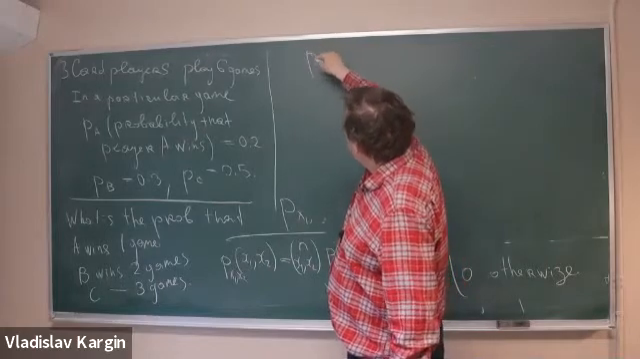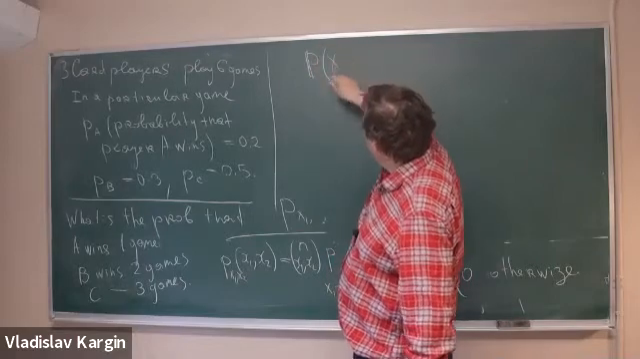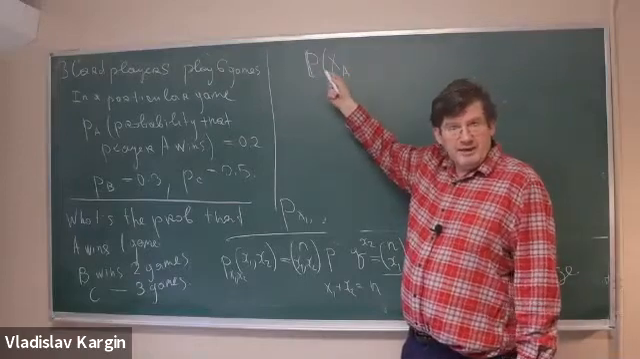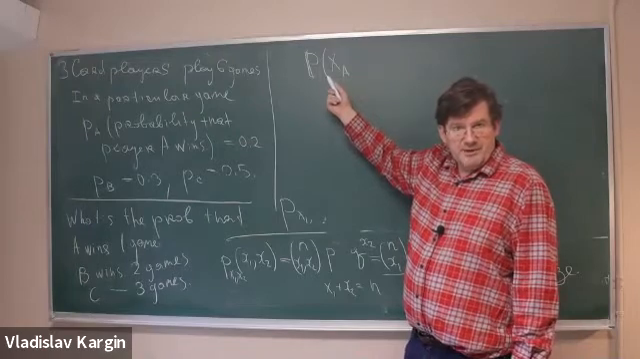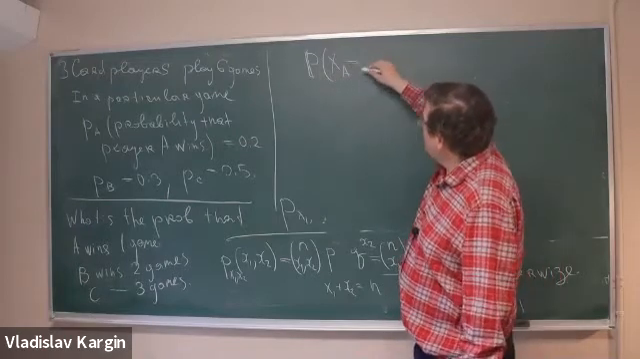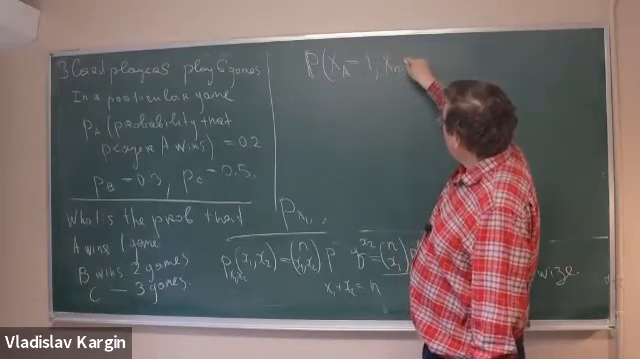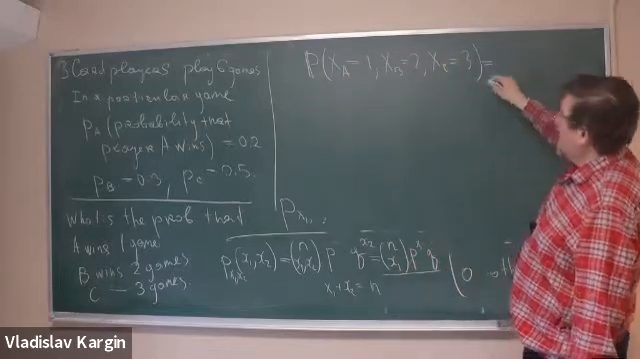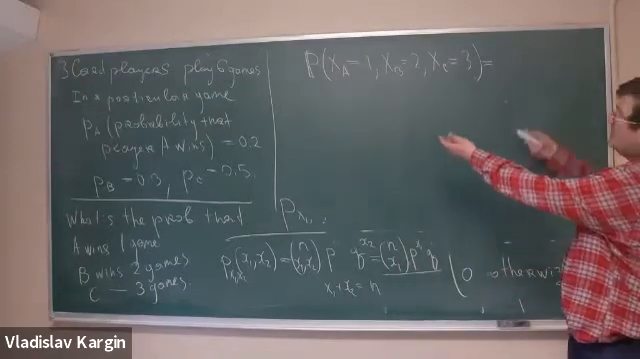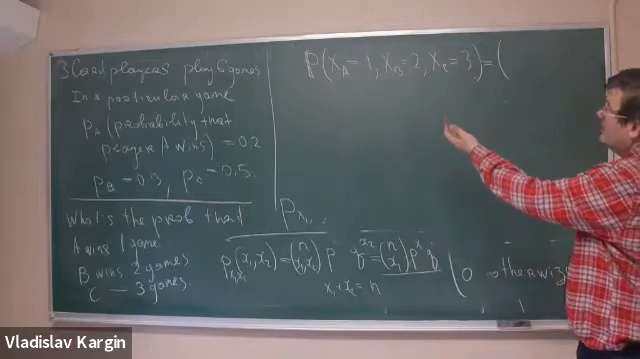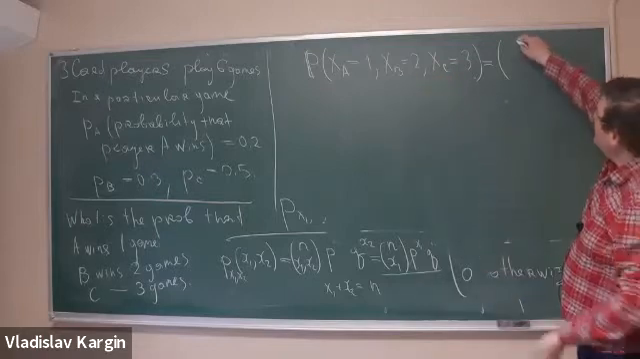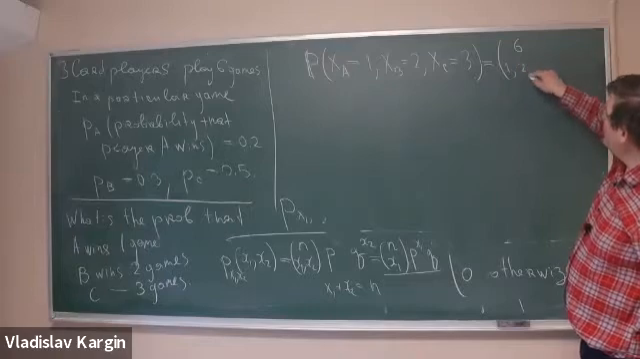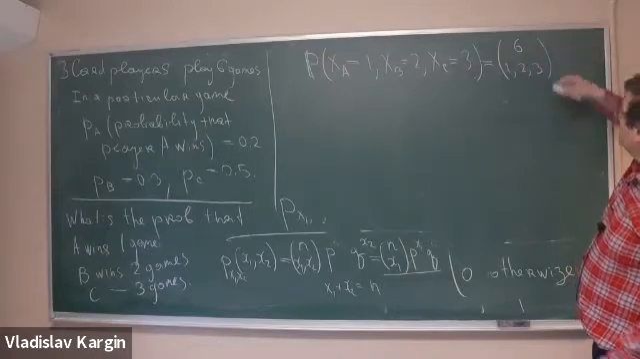So probability in this case, say XA is how many games player A won. So XA is equal to 1, XB equal to 2, and XC equal to 3. So we want to figure out, it's a multinomial distribution, and here we have a total of 6 games. Here's 1, 2, 3, right?